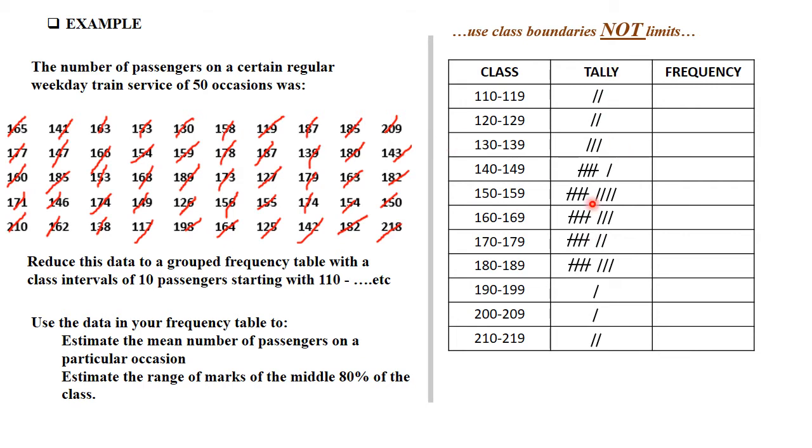Again, the tallies also got developed here. It's easy to notice the frequencies that we have, because when you have 2 strokes, it means we only have 2 people. We have 2 times that the population of people in that train were somewhere between 110 and 119. When you have 3 here, it means there are 3 times when the people in the trains were somewhere between 130 and 139.